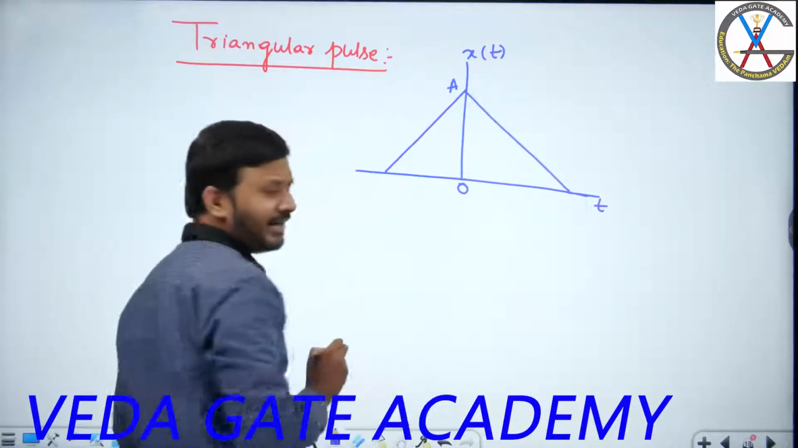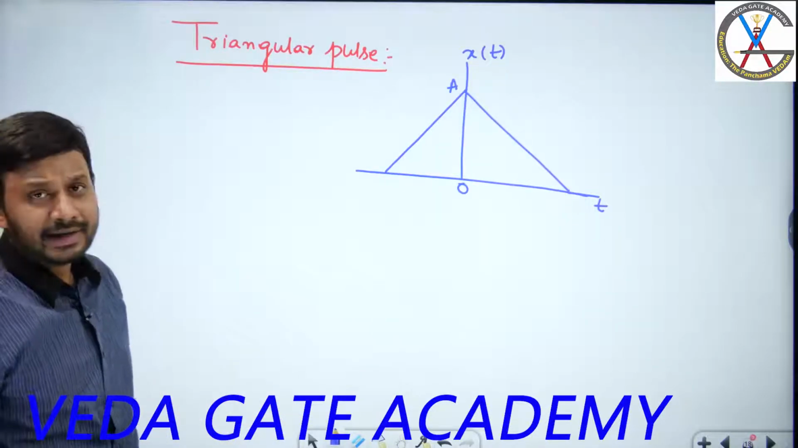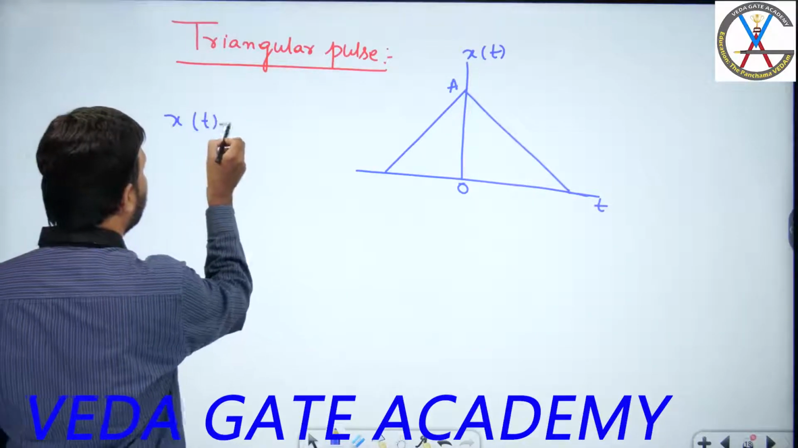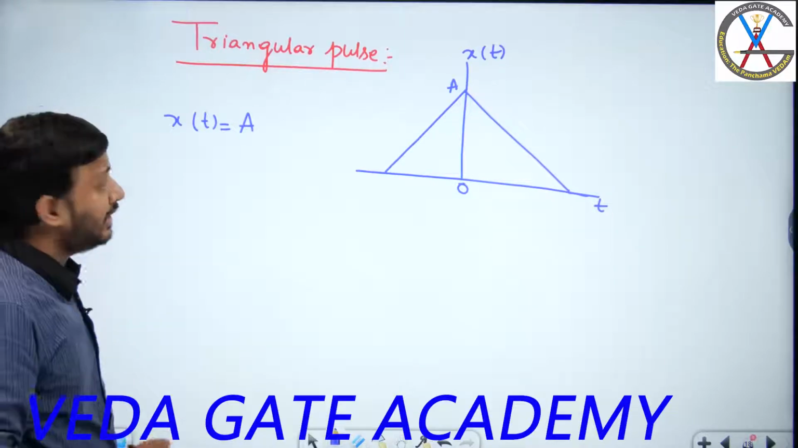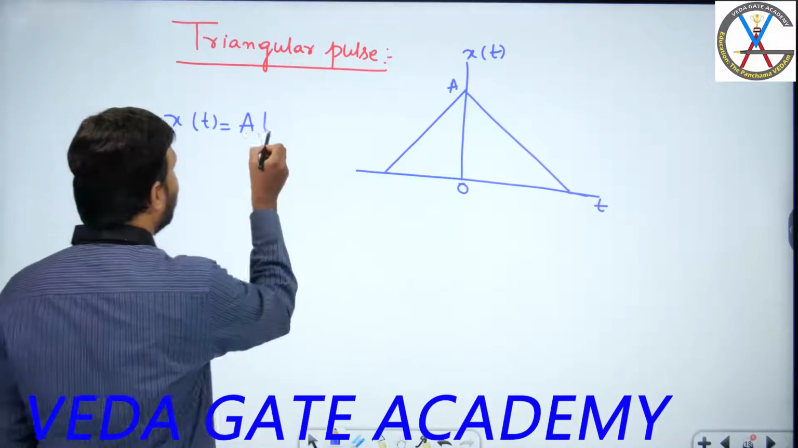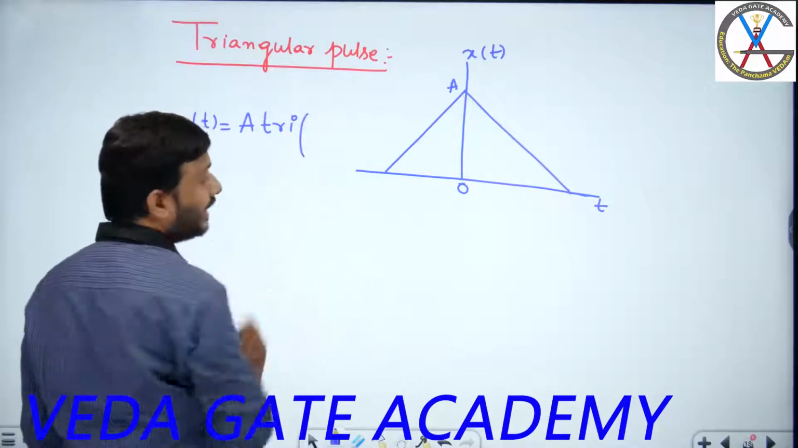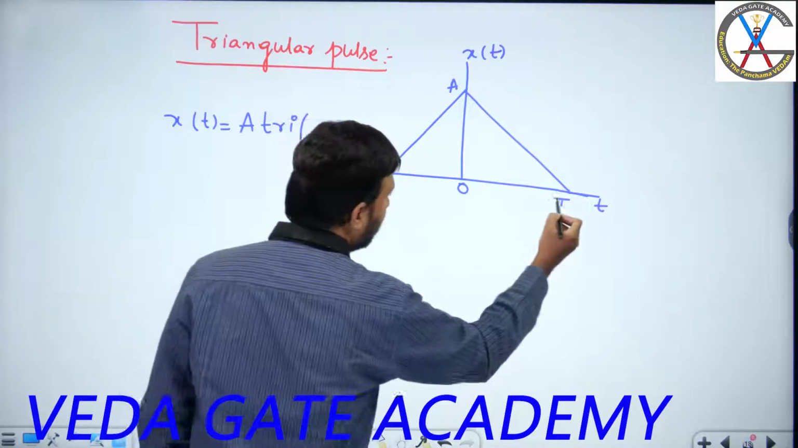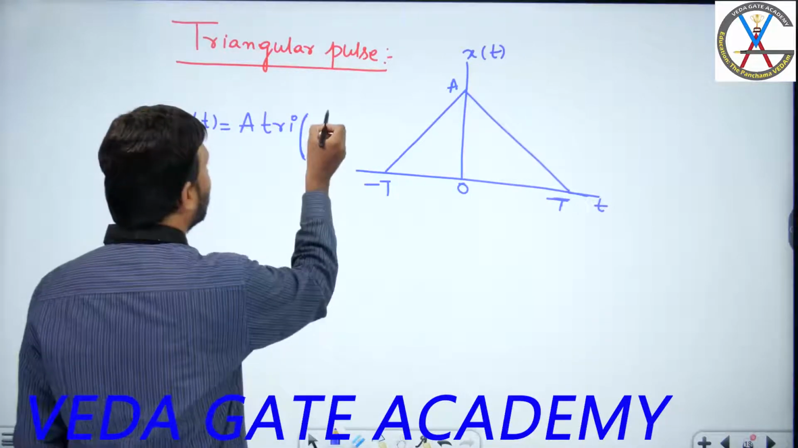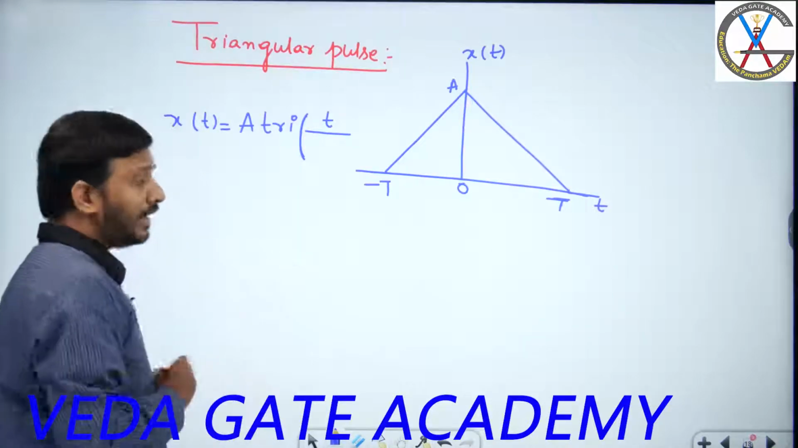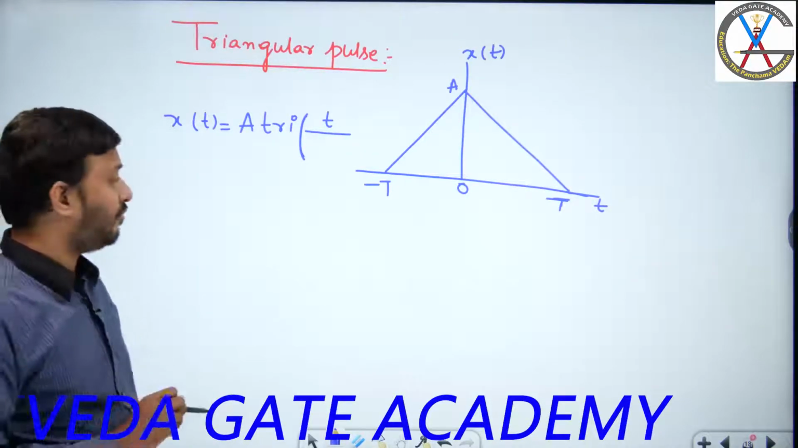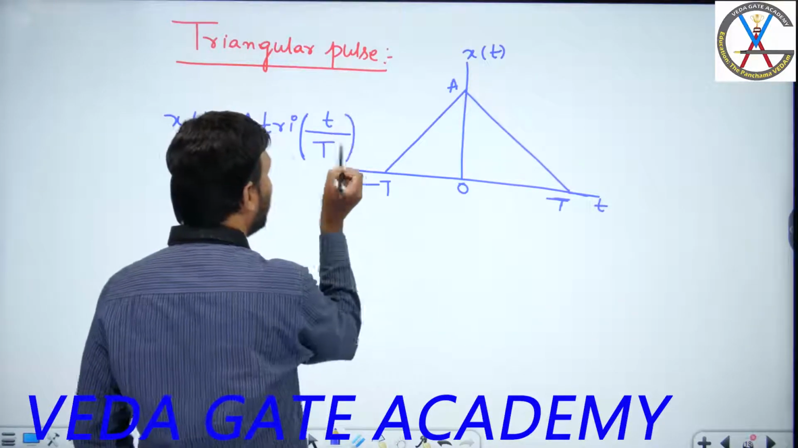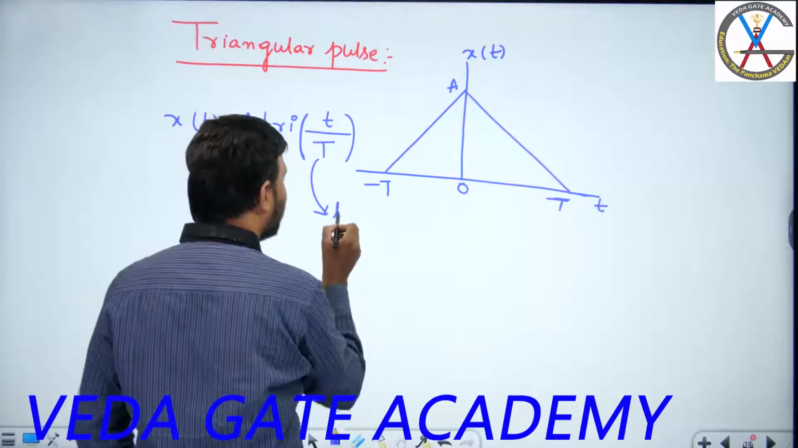Now, is there any generalized representation like we have for the rectangular pulse? Yes, we do have a generalized representation, given by x(t) equal to, what is the amplitude? A, tri, for triangular pulse. Independent variable is small t, divided by, remember, in the triangular pulse generalized representation, we won't be taking the overall pulse width, but only the half pulse width. This T is the half pulse width.